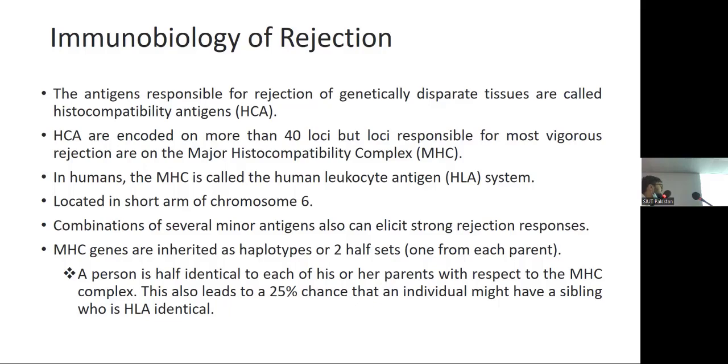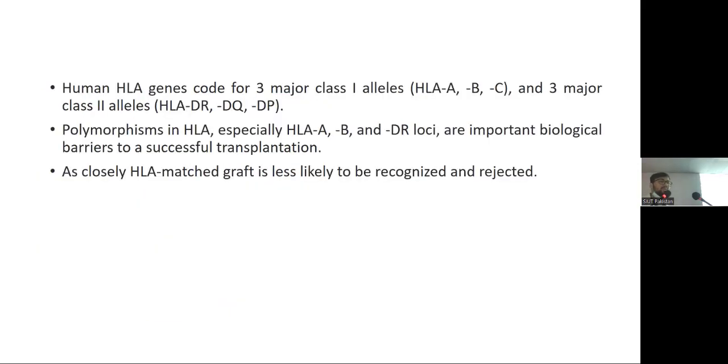MHC is inherited as a haplotype, or two half sets, one from each parent. So a person is usually half identical with each parent with respect to the MHC complex. This also leads to a 25% chance that an individual might have a sibling who is HLA identical. The HLA genes code for three major class 1 alleles, HLA A, B, and C, and three major class 2 alleles, HLA DR, DP, and DQ. Polymorphism in HLA, especially HLA A, B, and DR, are important biological barriers to a successful transplant. The more closely HLA matched, the less likely the graft is to be recognized and rejected.